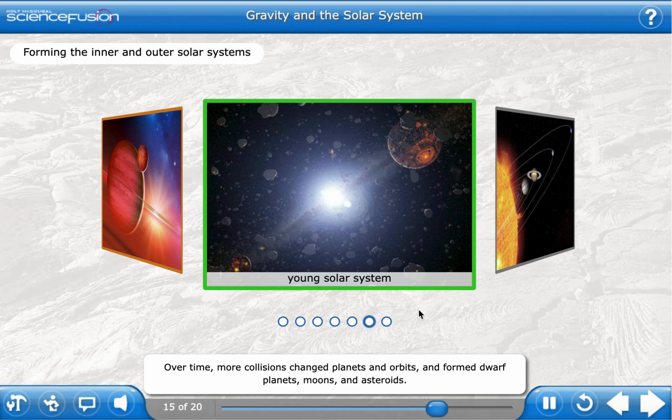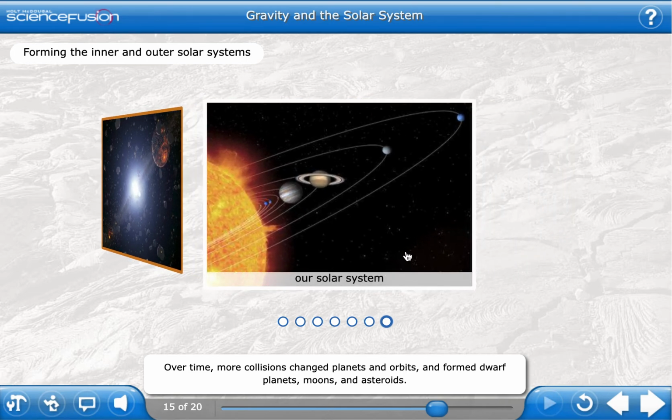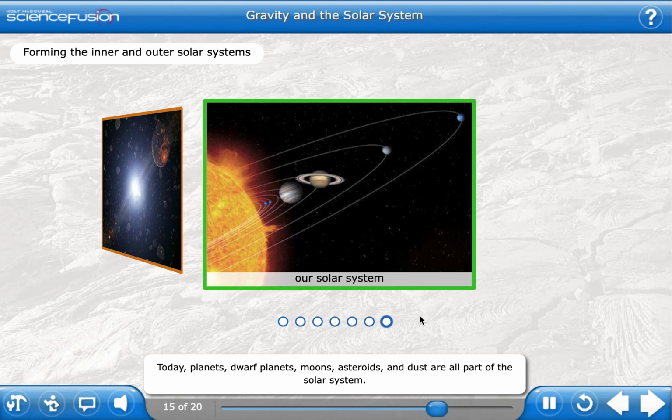Over time, more collisions changed planets and orbits and formed dwarf planets, moons, and asteroids. Today, planets, dwarf planets, moons, asteroids, and dusts are all part of the solar system.